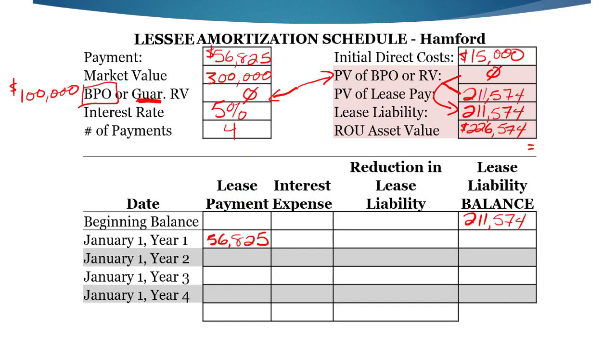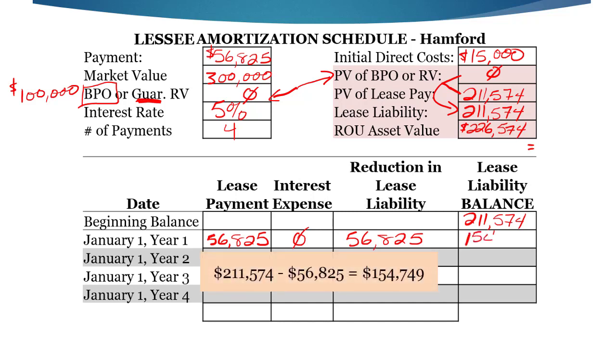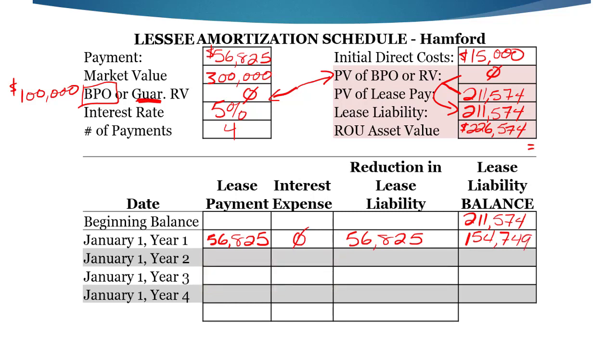Now, when I ask this in class, I typically see my students start to do a calculation. They take that $211,000 times 5%, and they tell me that that's interest expense. But that can't be interest expense because interest expense accrues over time. And if I am taking out the lease and making the payment on the very same day, no time has elapsed. If no time has elapsed, then how much interest expense is there? None. So this is actually a 0, which means that all $56,000 will go towards paying off the lease. So I end up with $154,749 as my lease balance going into this transaction.